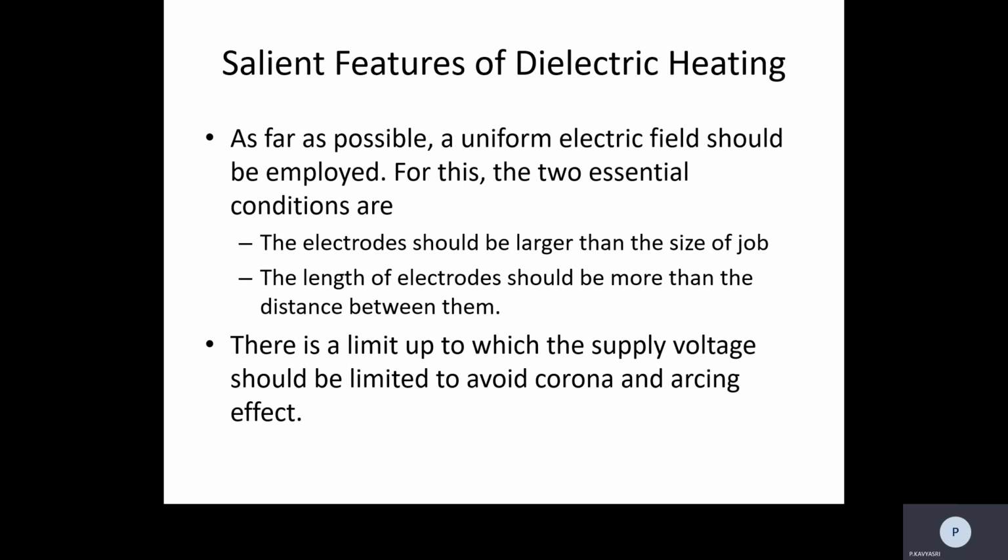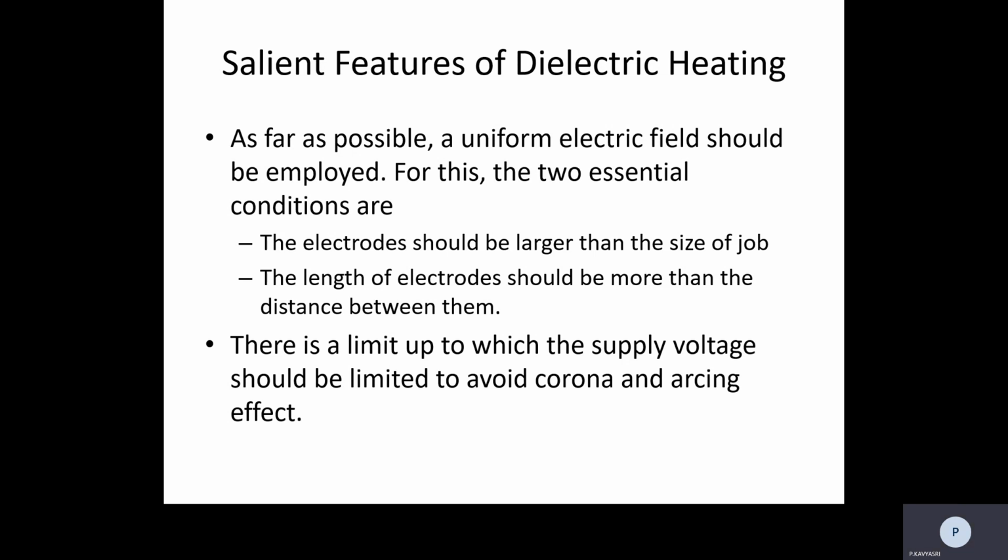And now we'll see the features of dielectric heating. As far as possible, a uniform electric field should be employed. For these two essential conditions, the two electrodes should be larger than the size of the job. It means that if I want to heat an object, the two electrodes must be greater than that object, and the length of the electrodes should be more than the distance between them.